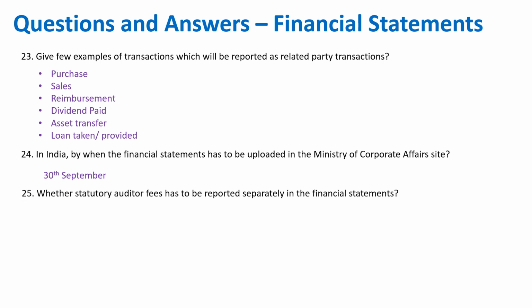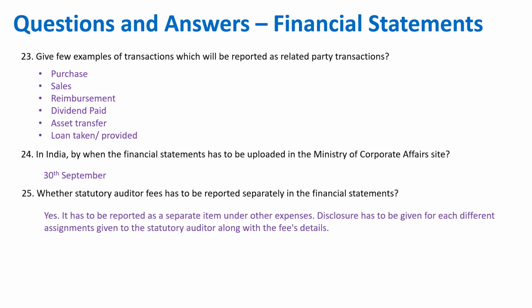Now coming to the last question, whether statutory auditor fees have to be reported separately in the financial statement. The answer is yes. It has to be reported as a separate item under other expenses. Disclosure has to be given for each different assignment given to the statutory auditor along with the fees details. One will be your statutory audit fee. Suppose the auditor is doing tax audit or transfer pricing audit or any specific assignment given by the company, then you have to mention that separately and you have to declare the fees paid to the statutory auditor.